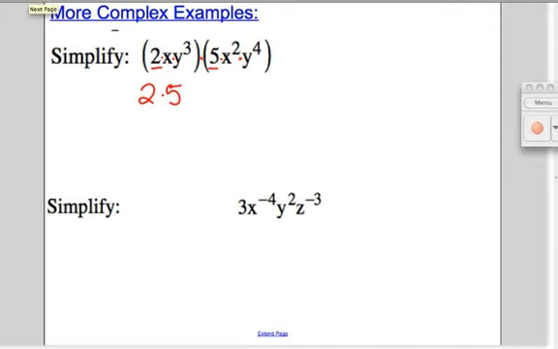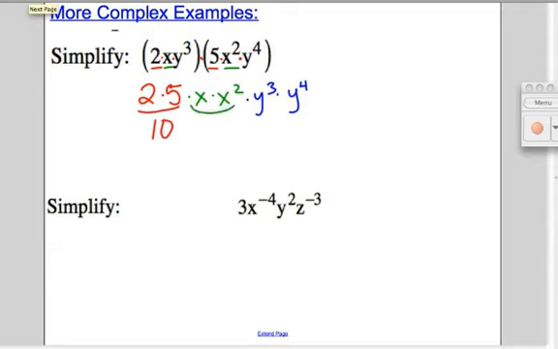Then I'm going to take the x's and put those together. And then I'm going to take the y's and put those together. This is called the commutative property of multiplication. I can organize this in any order. Now I can simplify, because I know that 2 times 5 is 10. I can do that.